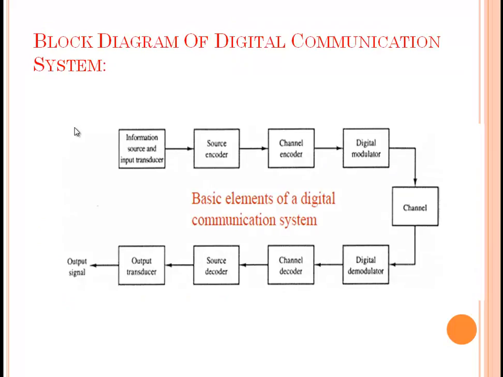So this is the general block diagram of a digital communication system. Here the information source comes with an input transducer. The input transducer changes the non-electrical signal into an electrical signal, and the output of the information source here is a digital signal rather than an analog signal. The transmitter part here is the source encoder, the channel encoder and the digital modulator. And the receiver part here is the source decoder, the channel decoder and the digital demodulator.